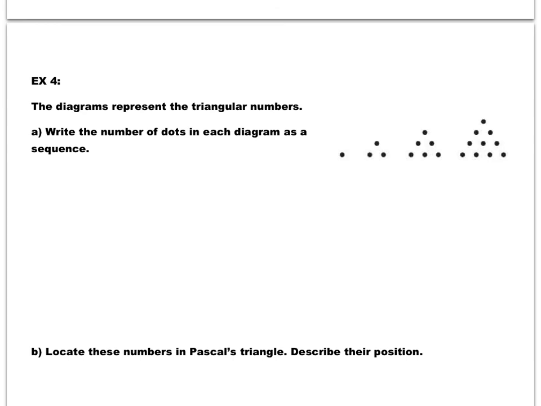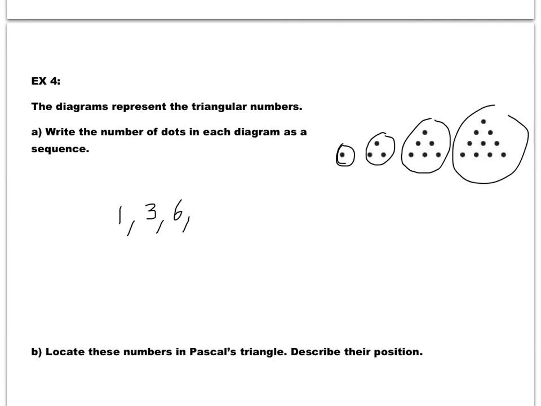The next example, we have a series of dots here. We are supposed to write the number of dots in each diagram as a sequence. It is obvious the first one is only one dot. The second one is 3 dots. Then we have 6 dots. And then we have 10 dots.